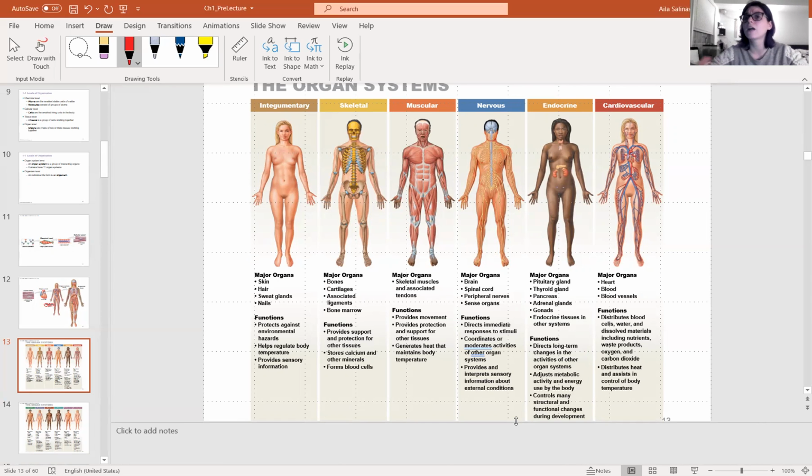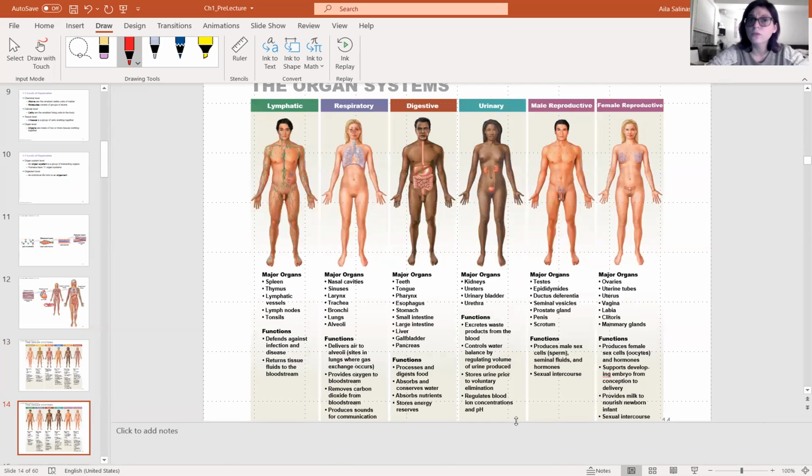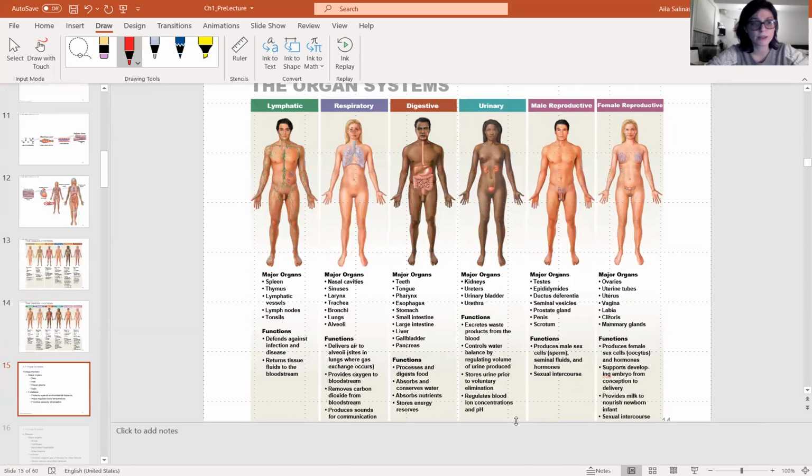And we have the cardiovascular system, composed of the heart, blood, veins, and arteries, that is going to distribute everything through all our body organ systems and tissues. We also have the lymphatic, respiratory, digestive, urinary, and reproductive systems that we are going to see further in the next chapters.